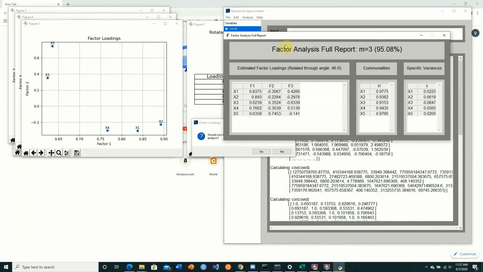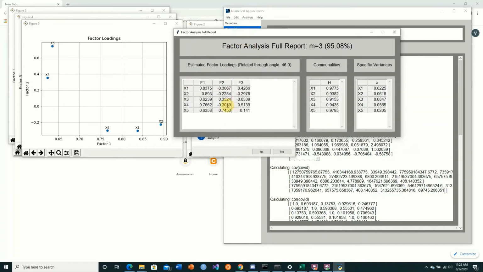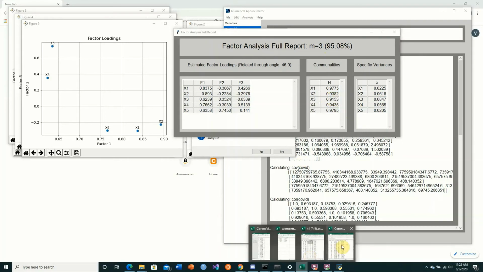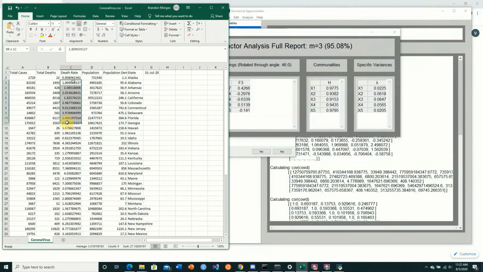So here we have our factor analysis report. We explain about 95% of the variability in the data. Pretty good, 97%, 94, 91. So we're missing some of the variance in variable 3, which is the death rate. So we're not explaining a lot of the variability in the death rate, but that's all right.